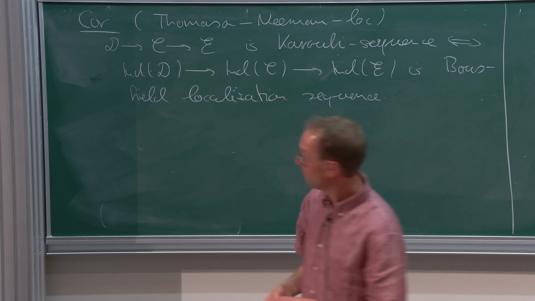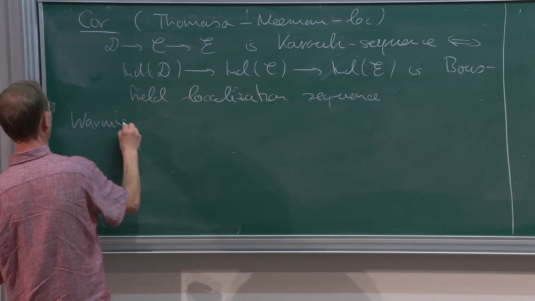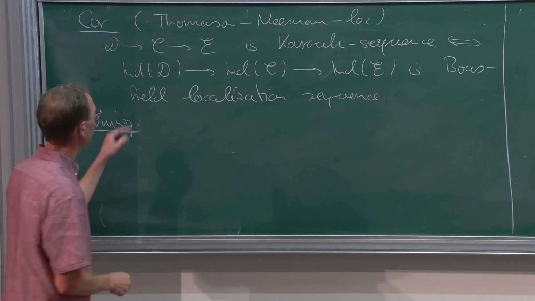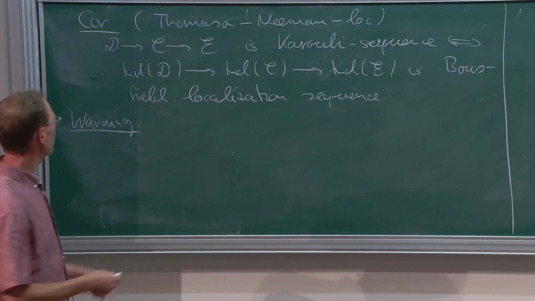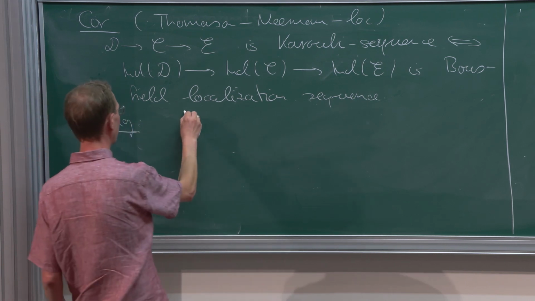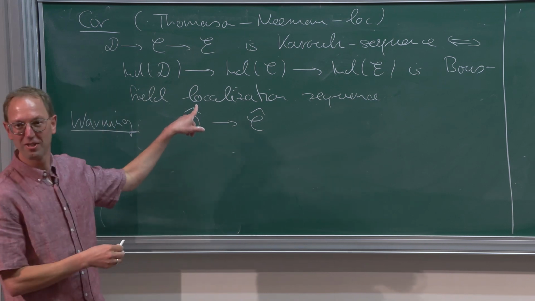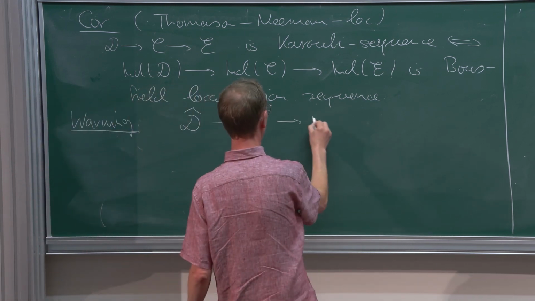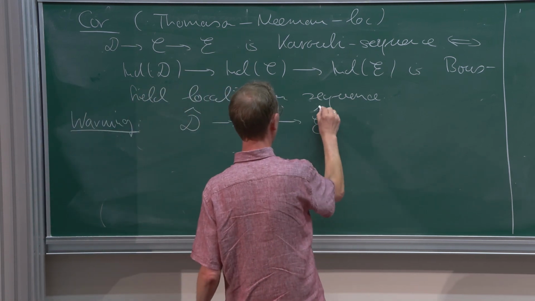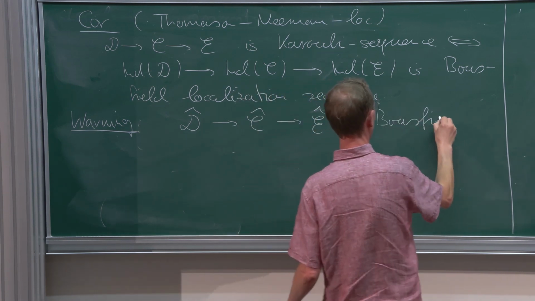So let me just make one warning here. You could also start with a sequence of presentable infinity categories. Let me write this as D hat to C hat to E hat, just to indicate that these are now large categories. So let's say this is any Bousfield localization sequence.